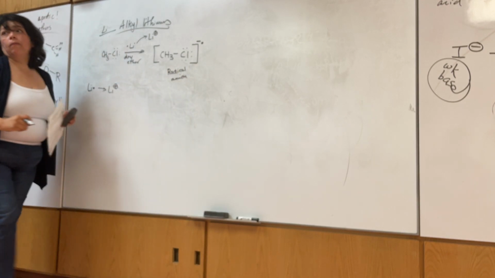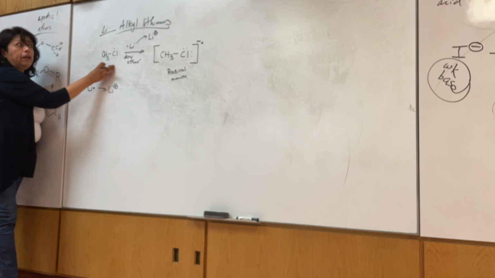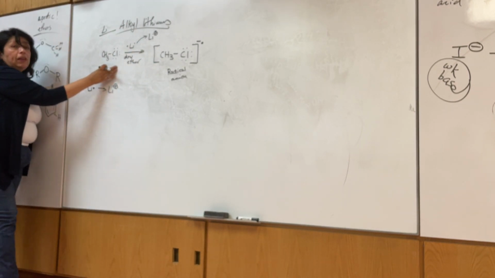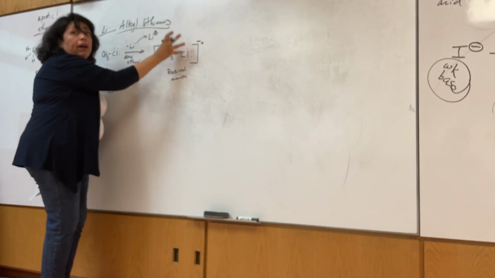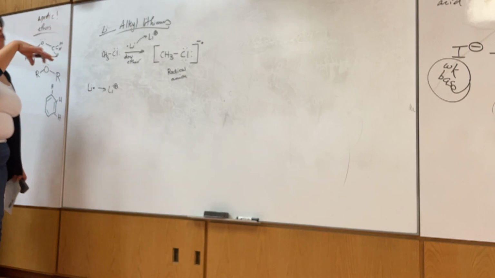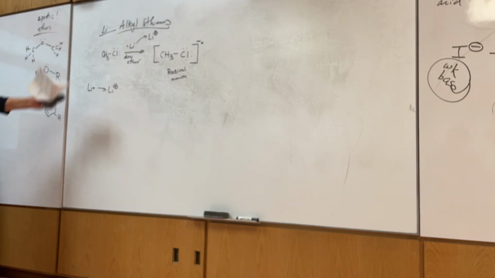So what have we done? Alkyl halide. Lithium gave away its one electron. That electron found this thing, living somewhere around this thing. We don't know exactly who's holding that electron, but we know it's around that thing. So we put everybody in brackets. We make this radical anion.